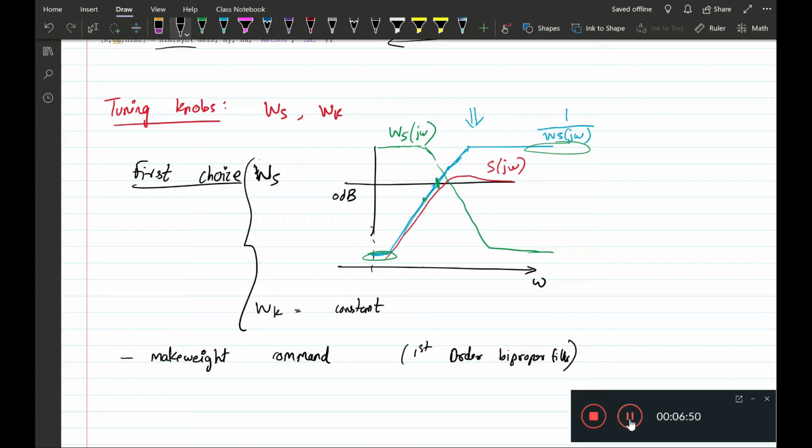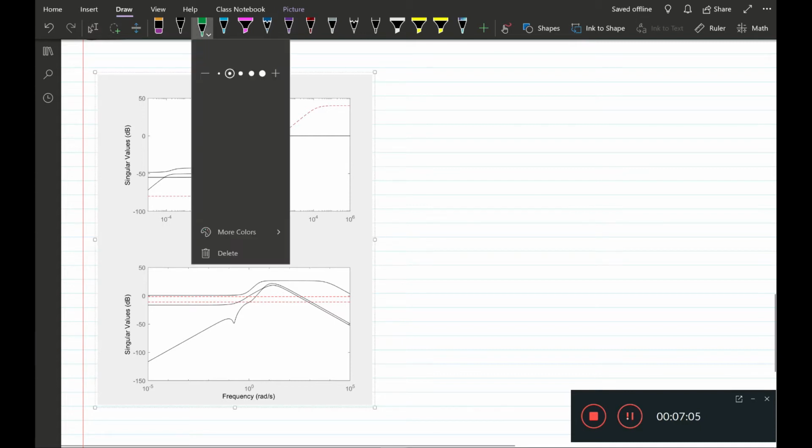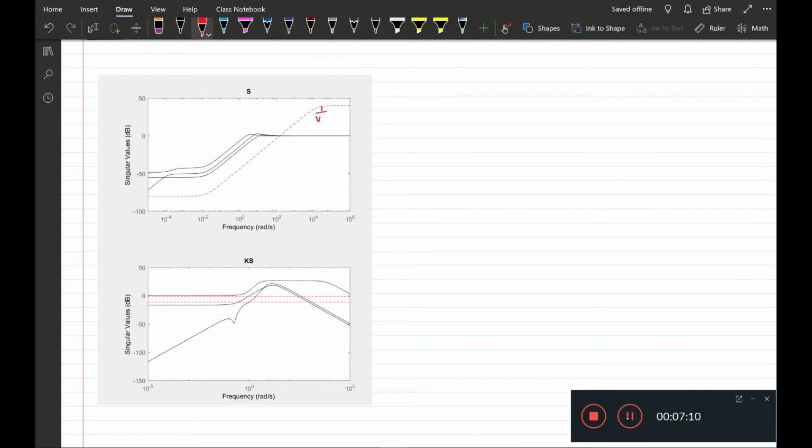So now let's look at one design here. Let me bring up the filters and the closed loop transfer functions. So this is one design. This red dashed line shows the inverse shaping filter, and WK. These constant lines show the WK filters. Now note that we have a multi-input multi-output system here.